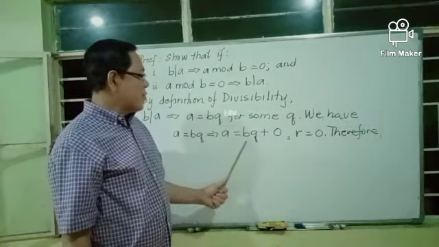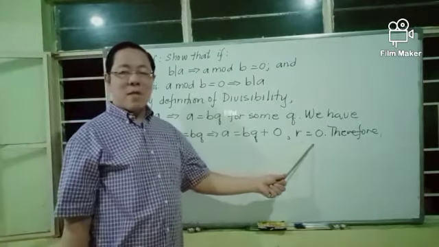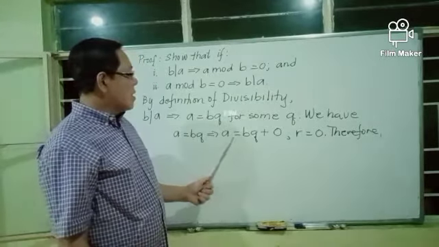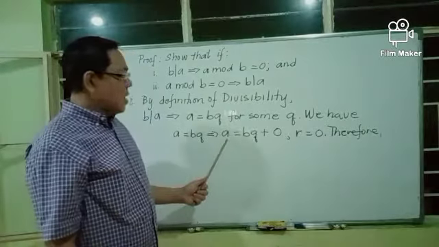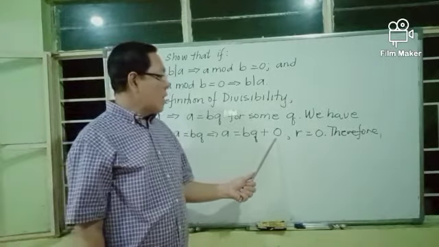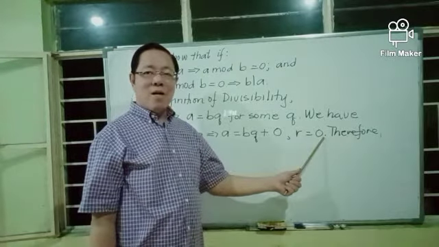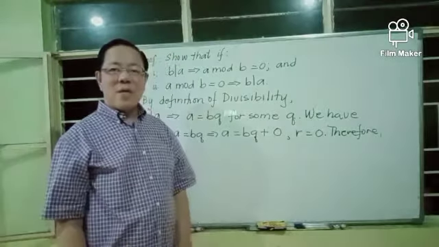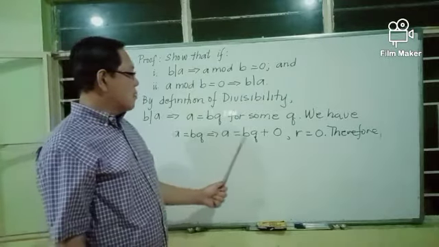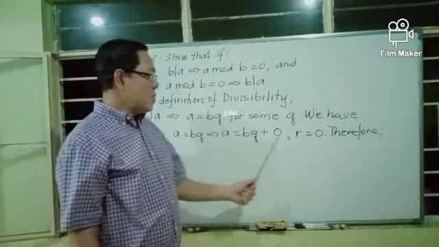Now, this is of the form A equals BQ plus R, where R now is the remainder. In the division algorithm, if A is divided by B, then A can be written as BQ plus R. But in this first part of the proof, R is equal to 0. And by definition of addition modulo, A modulo B is equal to the remainder when A is divided by B, which is equal to 0.